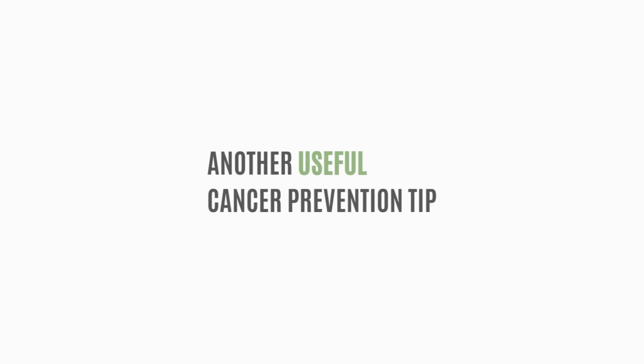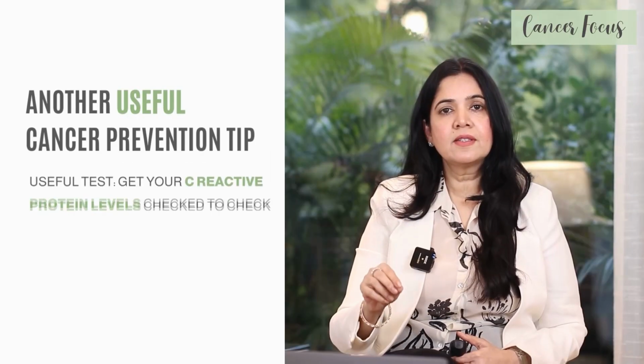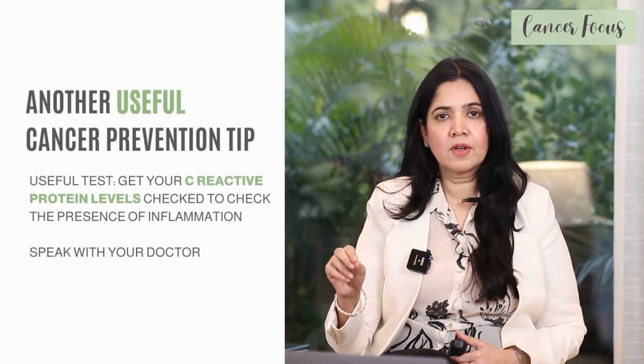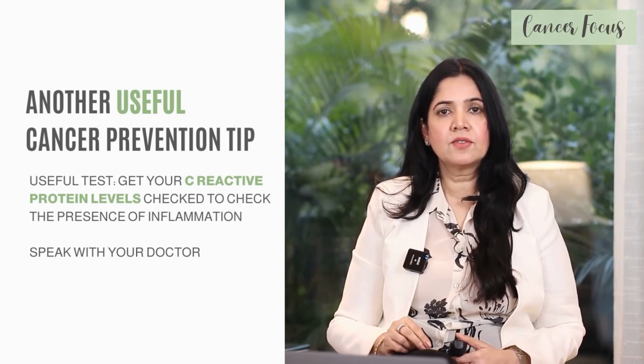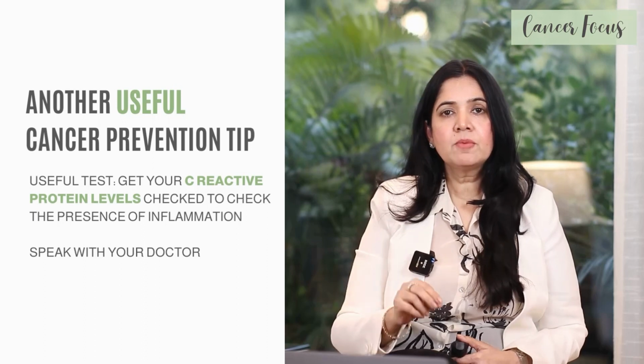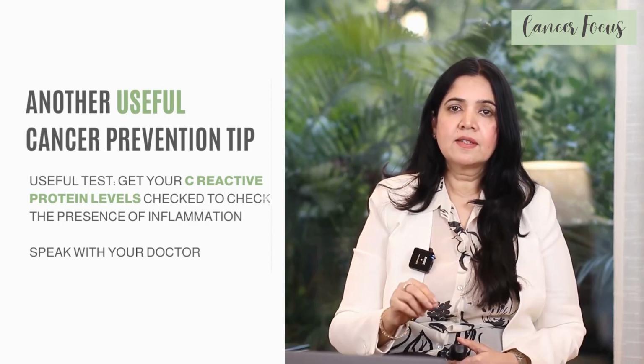And my second cancer prevention tip is to go for a C-reactive protein test on a regular basis in order to check if you have a chronic inflammatory condition. You can speak with your doctor and ask for the test.